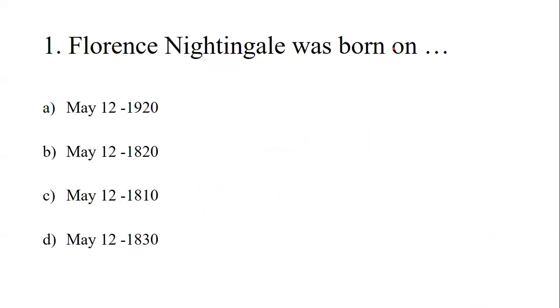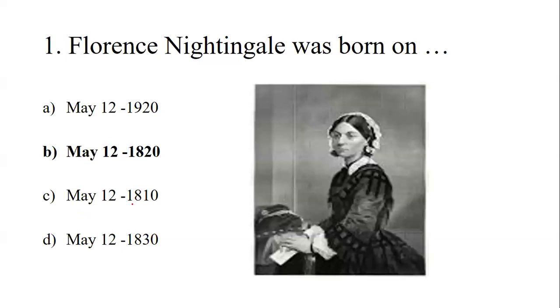First question: Florence Nightingale was born on option A, May 12, 1920, option B, May 12, 1820, option C, May 12, 1810, and option D, May 12, 1830. So here you can see that the date is the same, but the year is different. The correct answer is Florence Nightingale. As we all know, she is a pioneer of nursing and the founder of modern nursing. She was born on May 12, 1820. So option B is the correct answer.